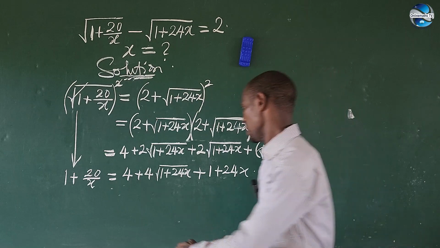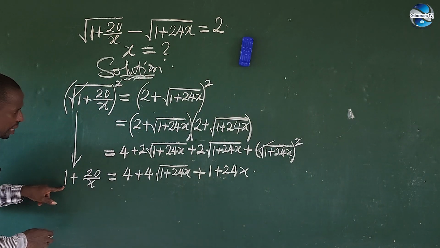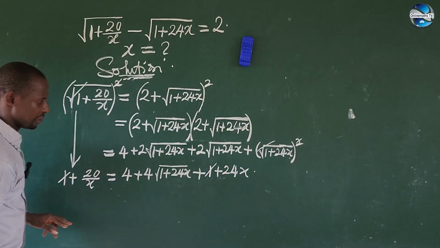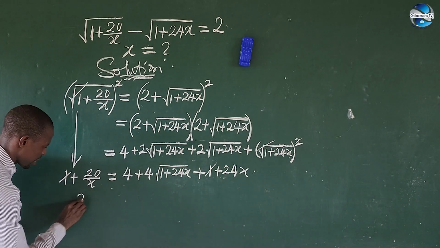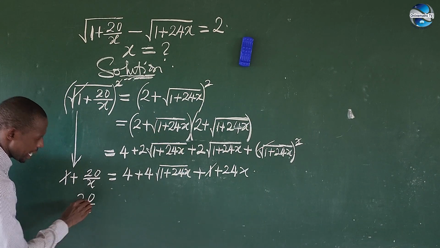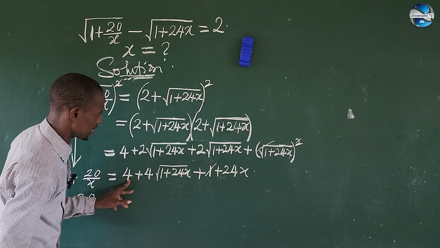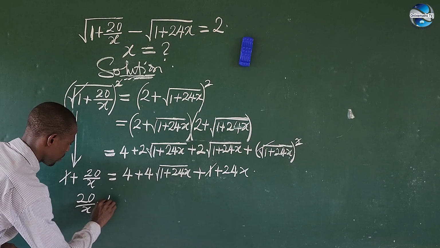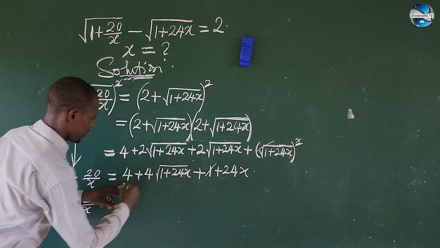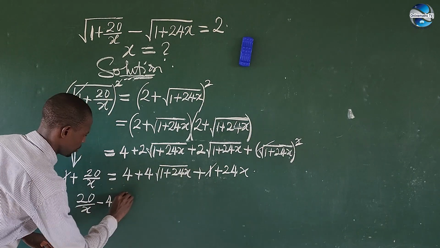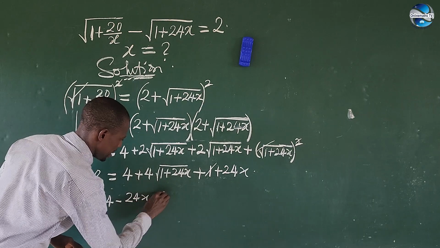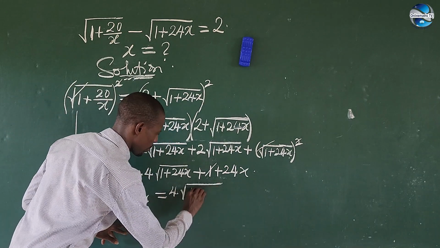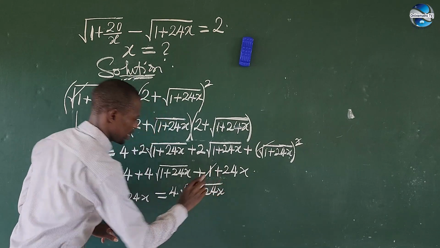Before doing that, let's go straight here. Here we have 1 and here we have 1, so this and this will leave. So we have 20 all over x. Then we move this to this side, which gives us minus 4. Then moving this to this side gives us minus 24x, everything equal to 4 times the square root of 1 plus 24x.